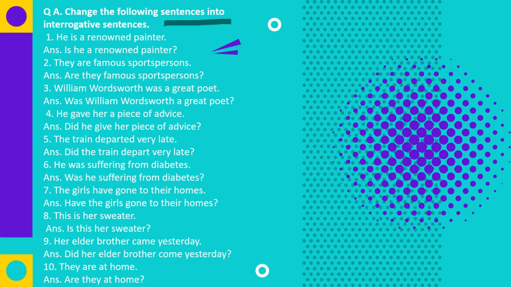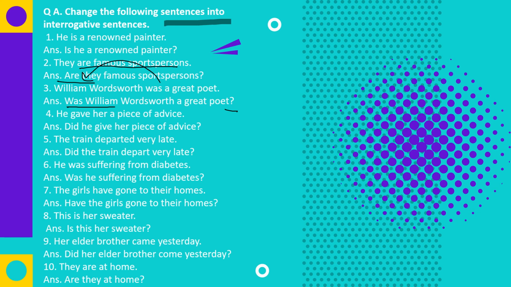The next one is, they are famous sports persons. Now they, being plural, we'll use are. And the question becomes, are they famous sports persons? Then comes, William Wordsworth was a great poet. And the question will be, was, being the helping verb, comes before the subject. And it will become, was William Wordsworth a great poet? Then question mark.